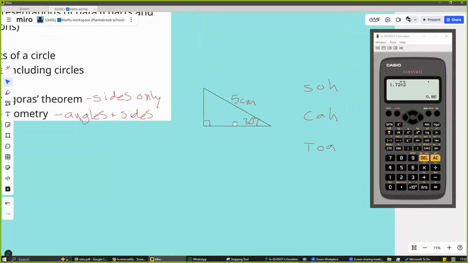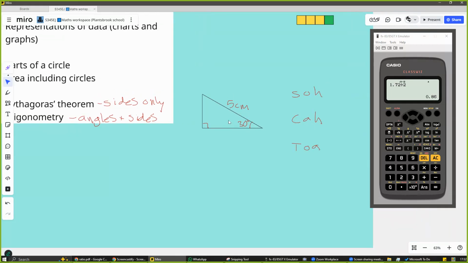So for this question, if I had to work out the length of either that side or that side, I've got a side here and an angle. So I'm working with angles and sides. So I'm using trigonometry. With trigonometry, you would have been taught this SOHCAHTOA stuff.